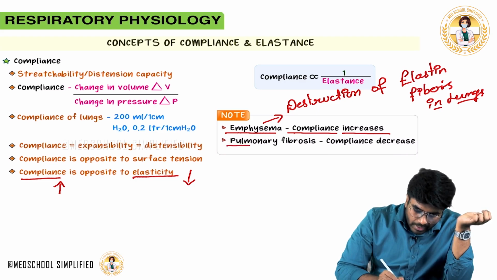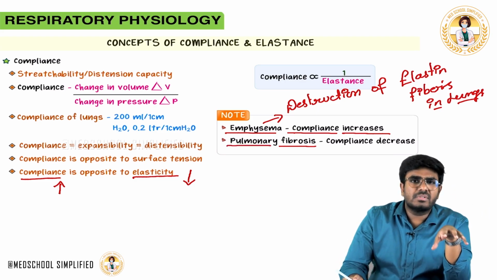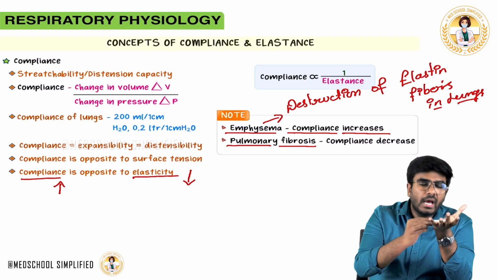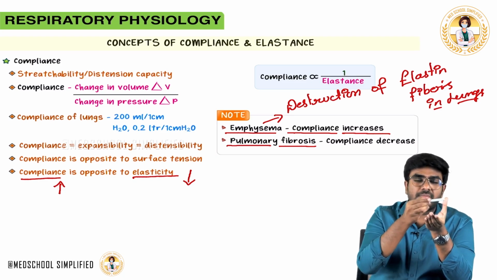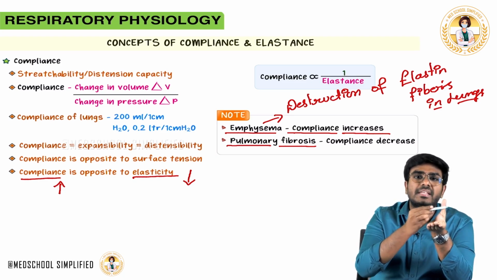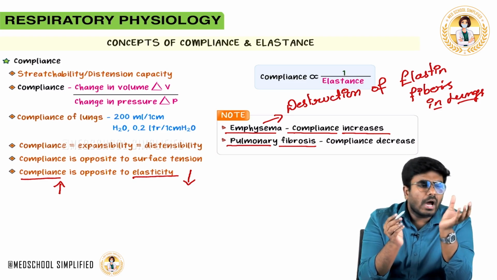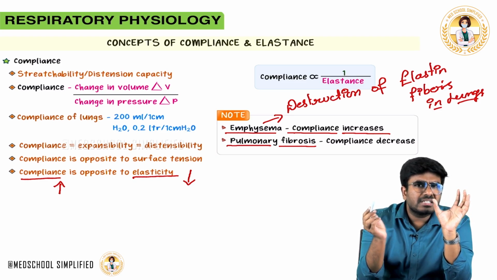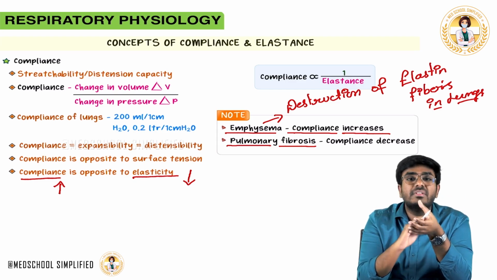Why? Because elastin fibers are damaged. Now, let's talk about pulmonary fibrosis. In pulmonary fibrosis, very simple. The alveoli are getting fibrotic. The alveolar basement membrane is getting fibrotic, totally replaced with the fibers. Now, are you easily able to expand such a fibrotic structure? No. Entirely the alveolus is replaced with the fibers.